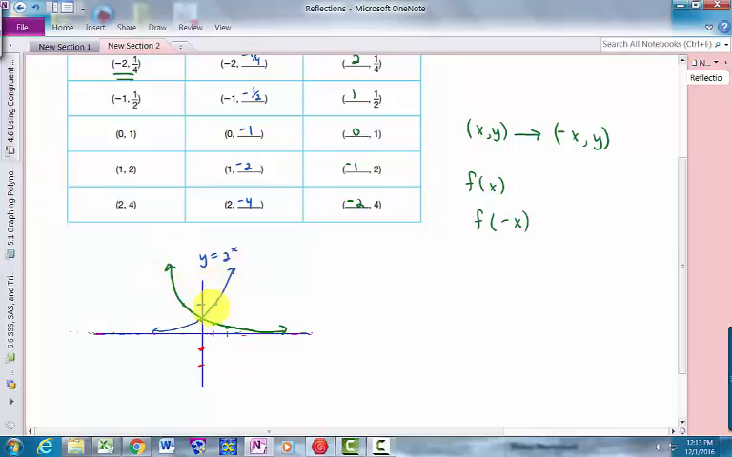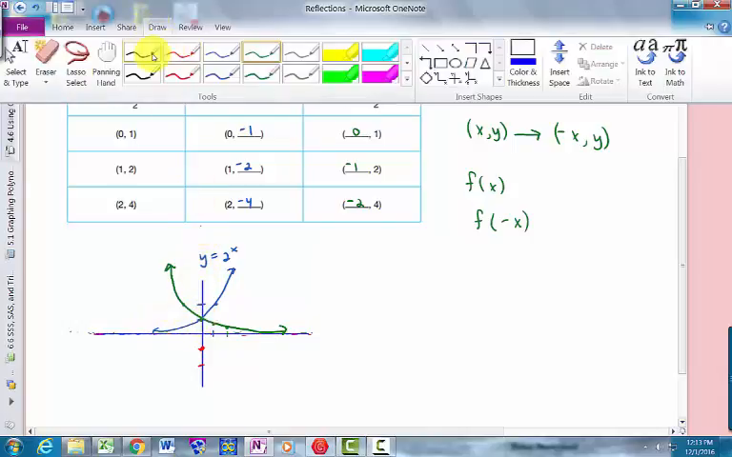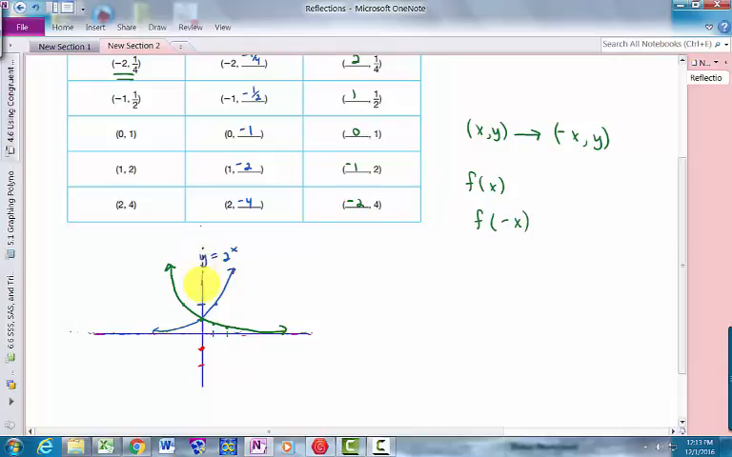So what happened? Well, we took our original blue graph and we've reflected it this time along the y-axis. That was your line of reflection. So anytime that you replace x with negative x, this results in a y-axis reflection. Or we could say that it was reflected in the y-axis.